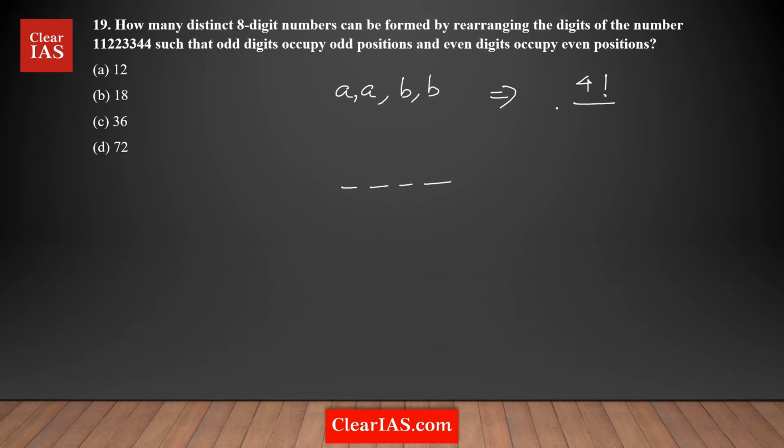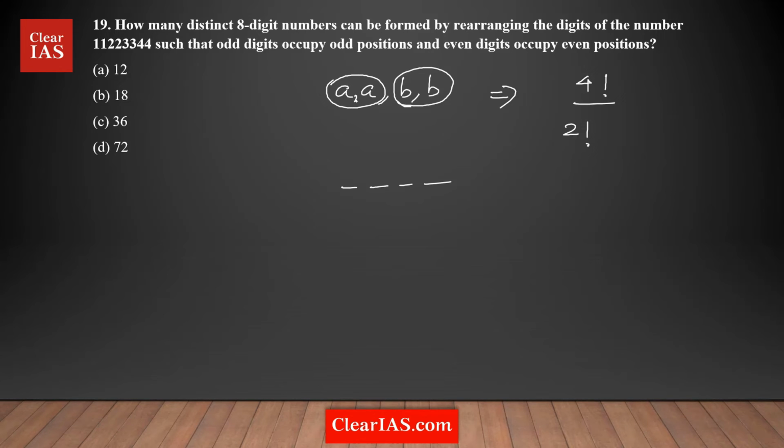Then you count for the repetitions. Here I can see A is repeating twice. Also B is repeating twice. So you need to compensate for that individually. Okay. So A is repeating twice, so you divide by 2 factorial.